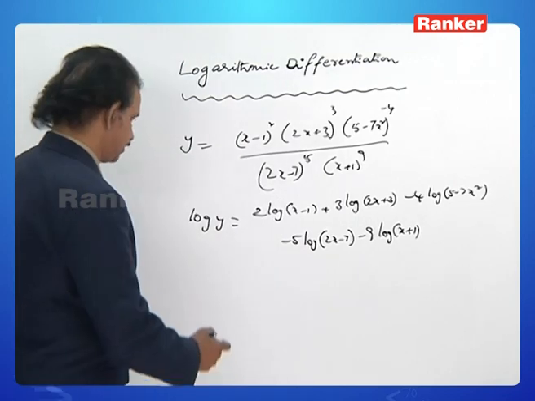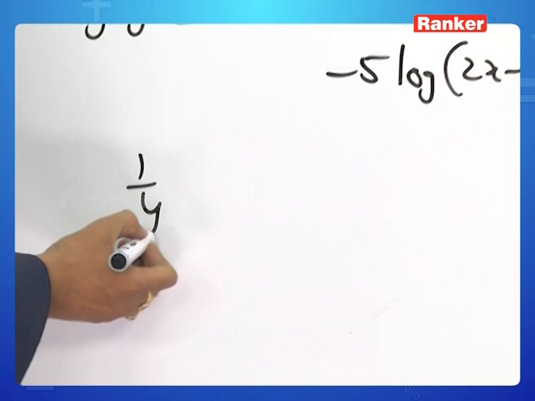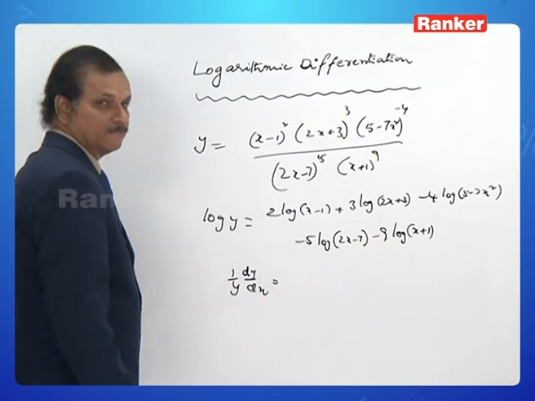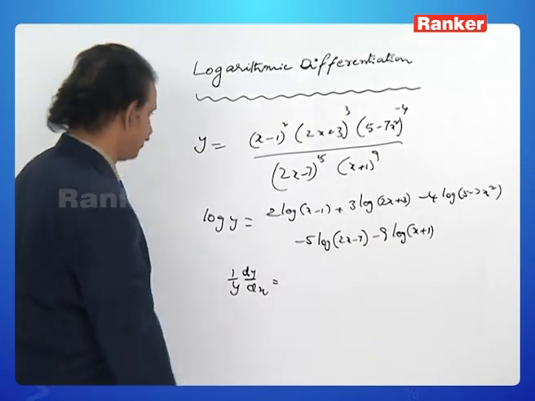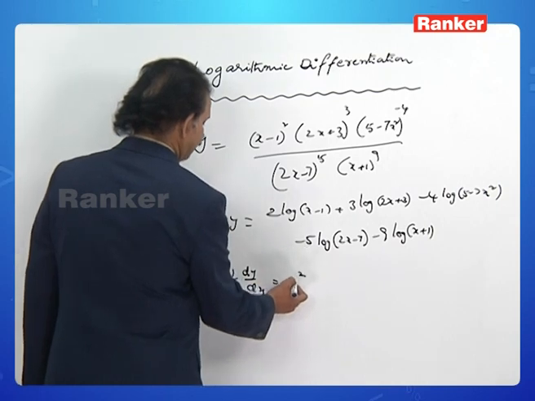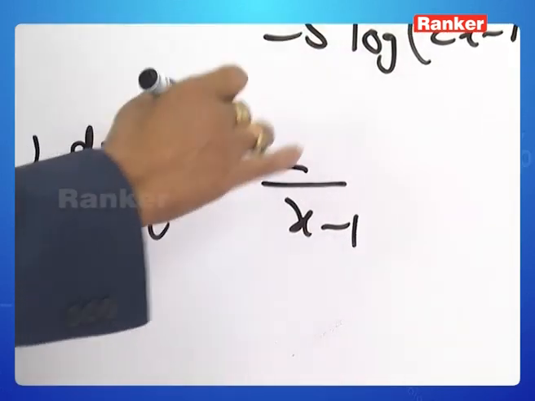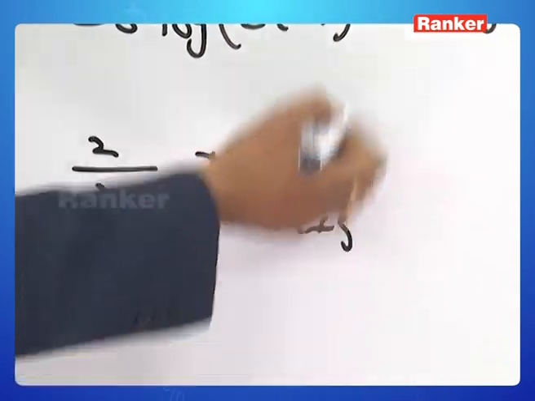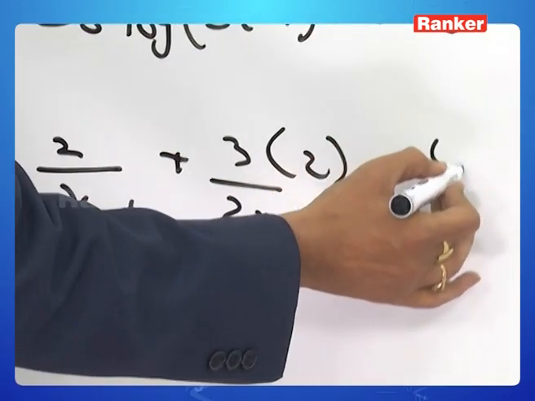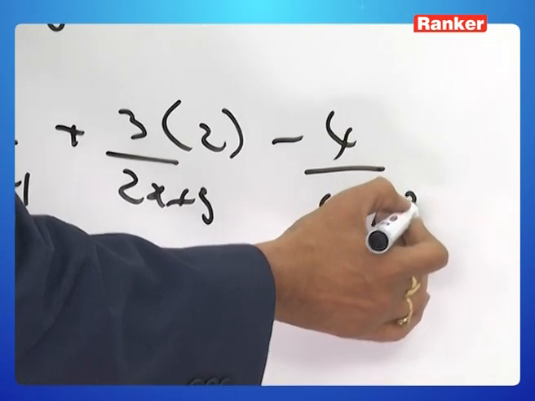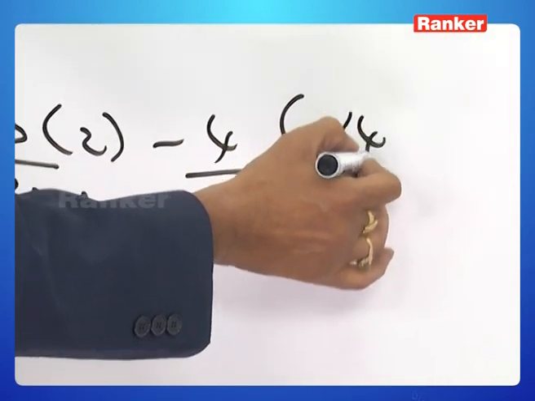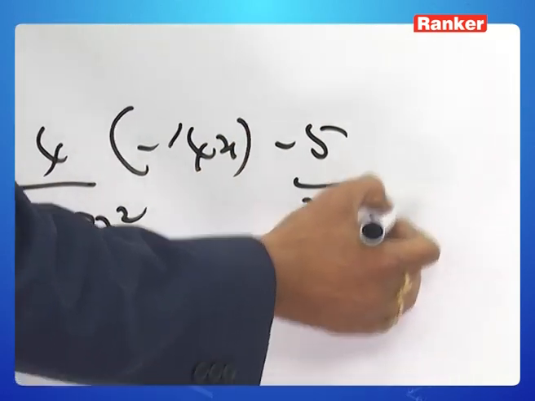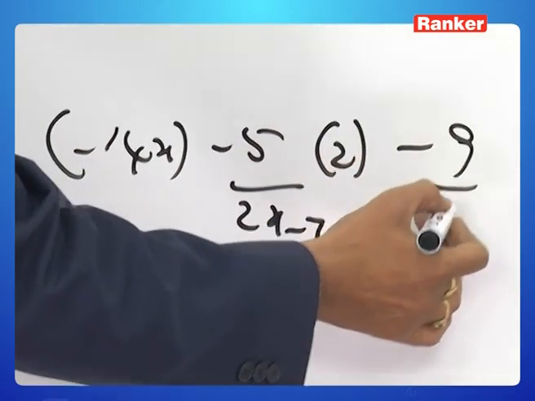Now you find the derivative of log y. What is the derivative of log y? 1 by y into dy by dx is therefore equal to, what is that? 2 into, for log x minus 1 it is 1 by x minus 1, for x minus 1 it is 1, plus 3 by 2x plus 3 into, for 2x plus 3 it is 2, minus 4 by 5 minus 7x square into, for 5 minus 7x square it is minus 14x, minus 5 by 2x minus 7 into, for 2x minus 7 it is 2, minus 9 by x plus 1.